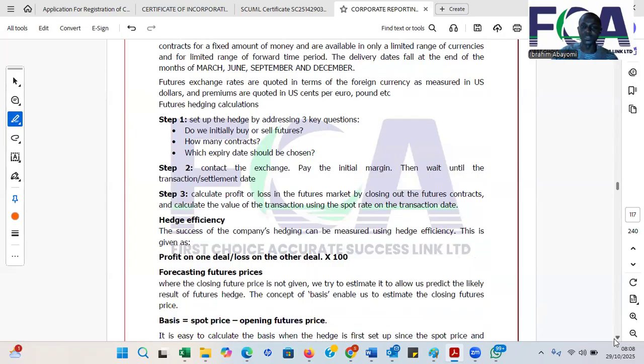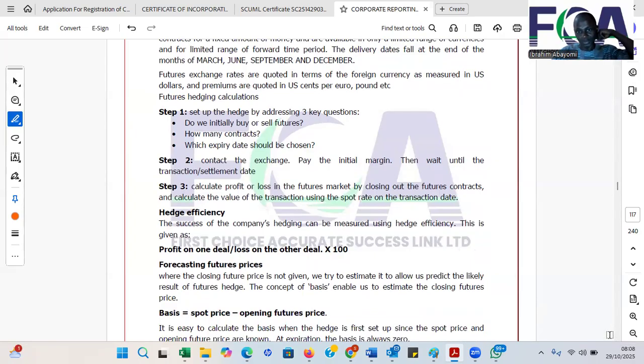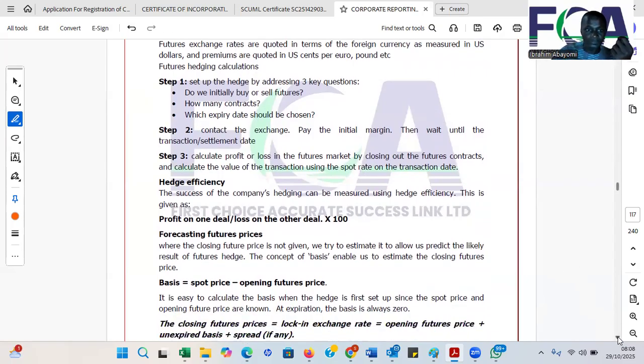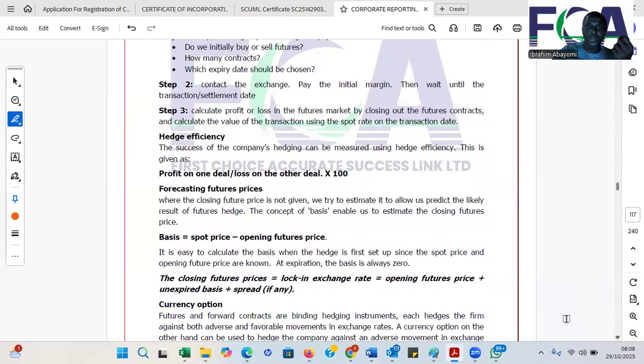Pay the initial margin. Should not be your issue. ICANN will not require you to do margin requirement like I told you. No, no margin requirement in this exam. Okay. Now let's go and see.